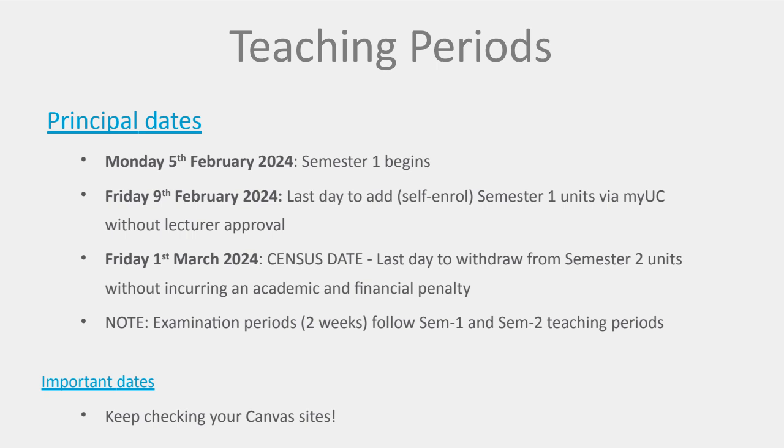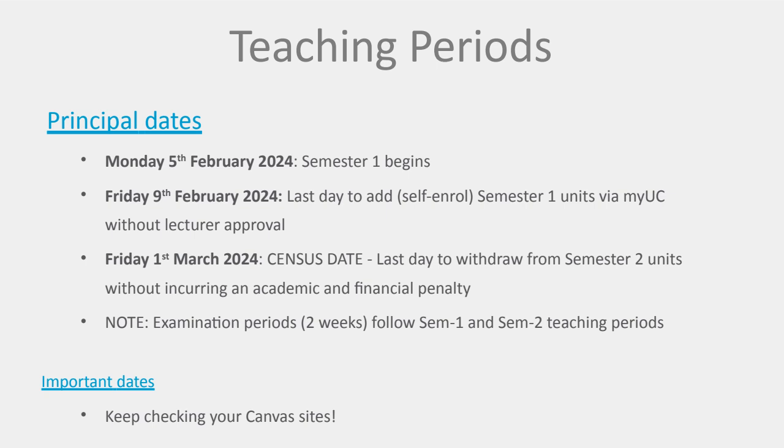Important dates this semester. You all know that next Monday, semester 1 begins officially. On Friday, 9th of February, that is the last day for you to self-enroll into units for this semester. If you couldn't enroll for whatever reason, if you were waiting for credits or anything else happened, you can also do it on the 1st of March. Oh, actually, no, sorry. 1st of March is census date, and that's when you can decide if you don't want to stay in that unit, okay?